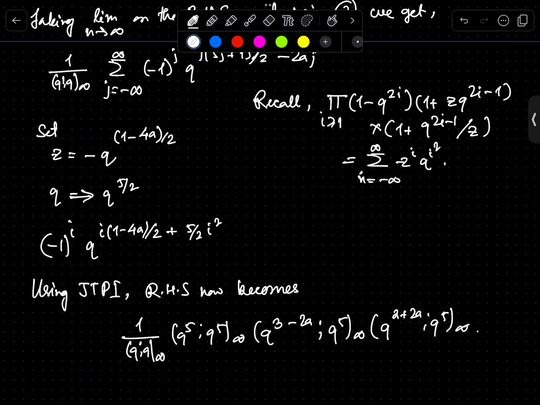So this time we'll just stop here. And next time, we'll see how to give a proof of this finite form of the Rogers-Ramanujan identity. If you have any questions, I am happy to answer.